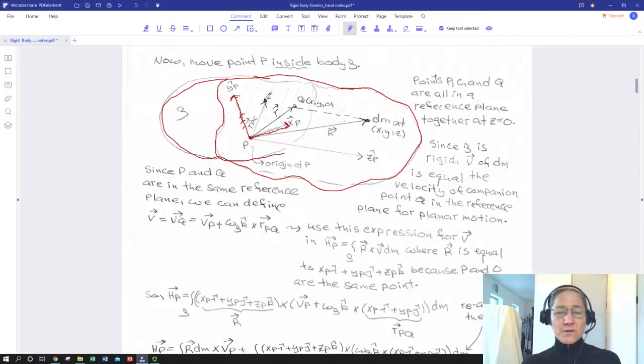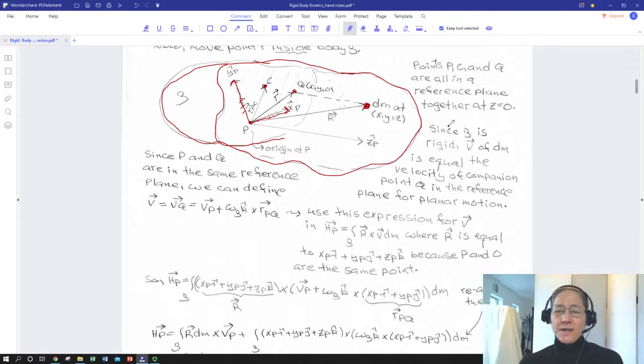We've got the center of mass over here, which is not point P. We can draw a radius vector from P to C. And we have point Q, some arbitrary other point somewhere else in the body that we might be interested in. And we know that because we have a rigid body, any mass point anywhere in the body, like this dm out here at x, y, z, where z is not 0, since z is 0 in our reference plane, is going to move in lockstep with point Q. So its xy motion is going to be exactly the same as Q. That's one of the characteristics of a rigid body that we discussed back in our kinematics. So, important point: the body is rigid, so the velocity of our point dm, somewhere out of the reference plane, is equal to the velocity of point Q.